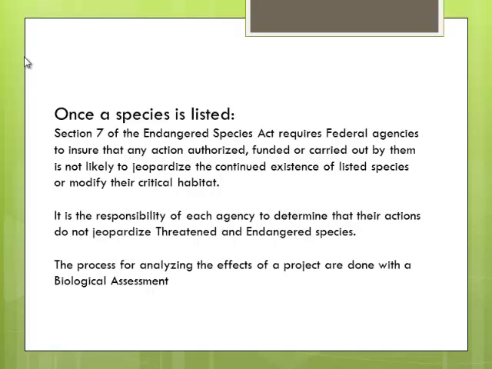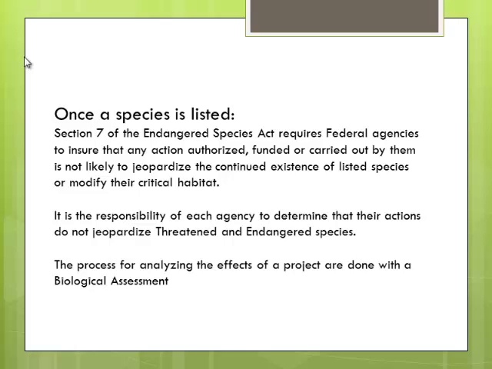Once a species is listed, it actually has federal protection on federal, state, and private land. But Section 7 in particular of the Endangered Species Act requires federal agencies to ensure that any action authorized, funded, or carried out by them is not likely to jeopardize a species or modify critical habitat. It is the responsibility of each one of those agencies to make sure that their actions are not jeopardizing a threatened or endangered species. The process for analyzing the effects is usually done with a biological assessment.